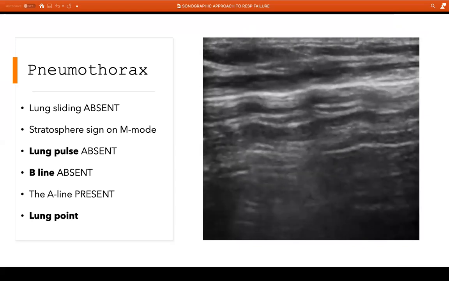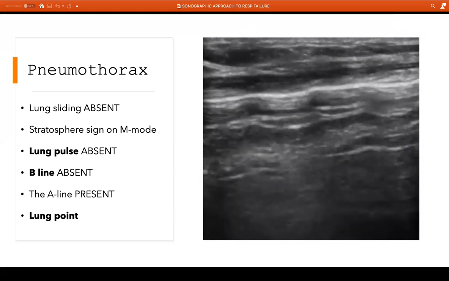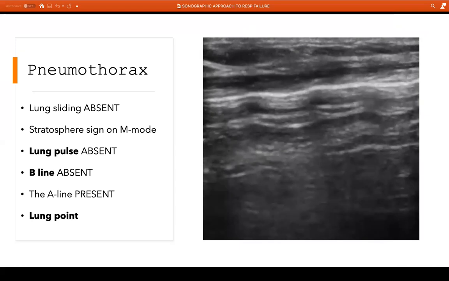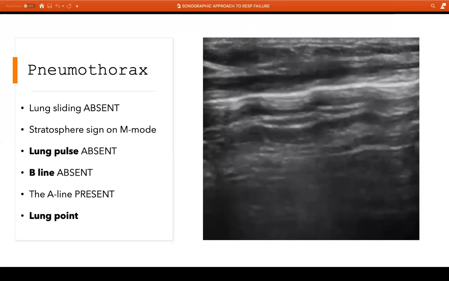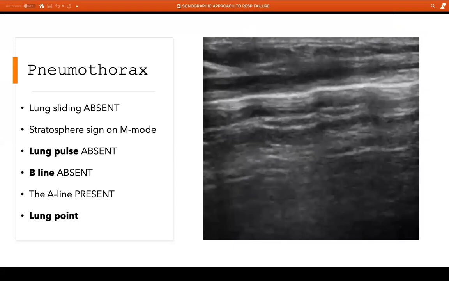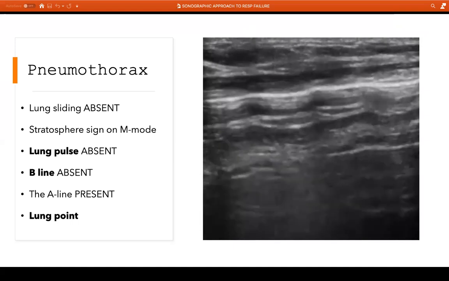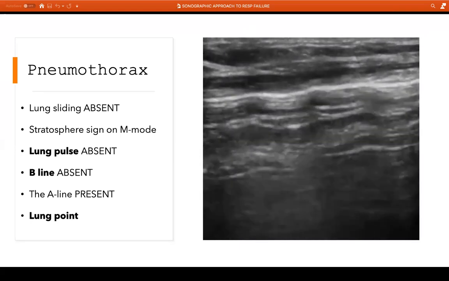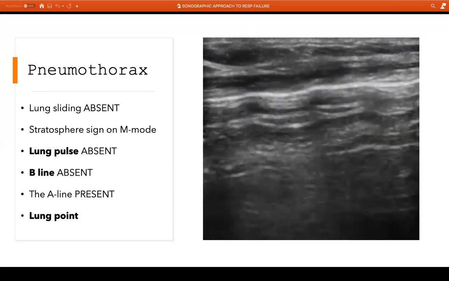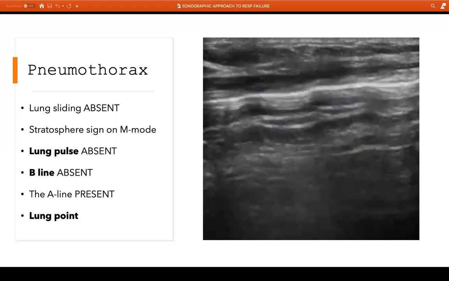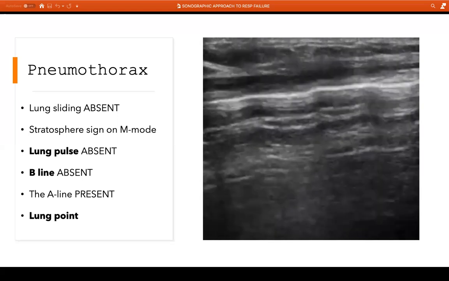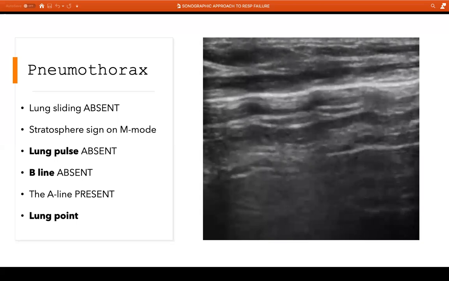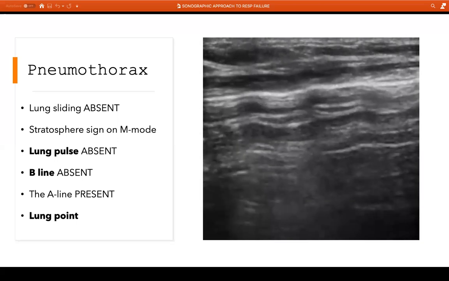As there is a separation of the parietal and visceral pleura, the lung sliding will be absent. If you put an M mode, we will get a stratosphere sign. That is, the whole length of the screen, including the tissue and the lung, will show horizontal stripes, like a barcode. Because the underlying lung is not present, there is air outside the lung, so lung pulse cannot be present. Lung pulse is absent.